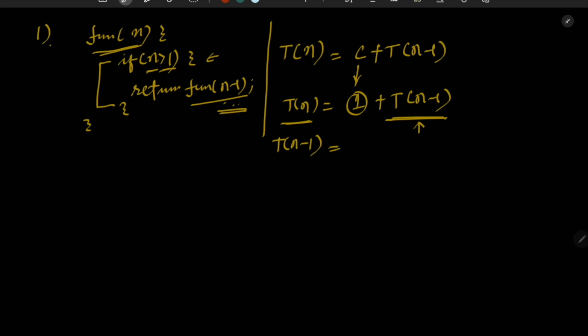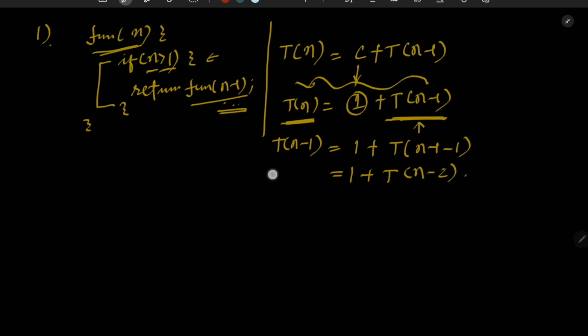In order to do that, we will place this value in this function. That is the reason this is called back substitution. Eventually we are just substituting the value backwards in the main function. So what we get is 1 plus T of, and in place of n we place n minus 1, so n minus 1 minus 1, and this one becomes 1 plus T(n minus 2). Now this is what we have gotten for T(n minus 1).